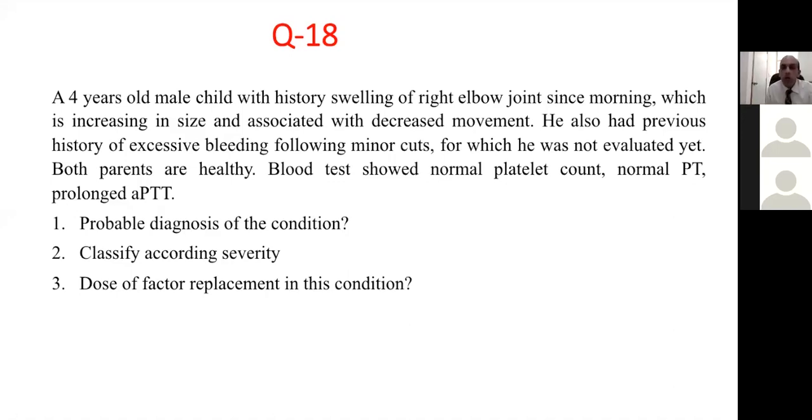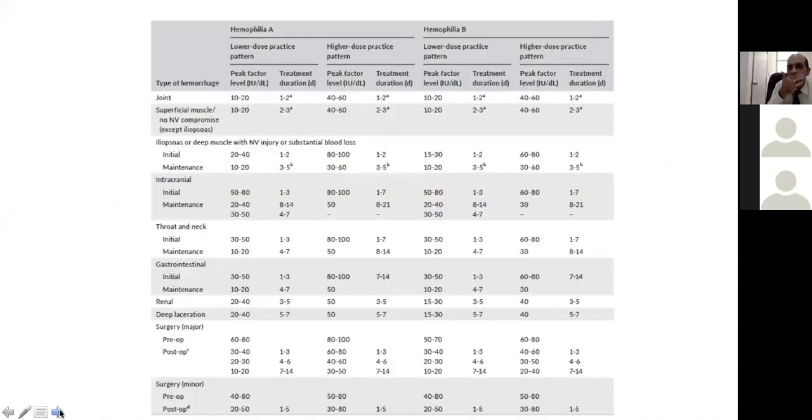So you need to do a factor level, factor assay, that will classify the severity: less than 1%, 1 to 5%, more than 5%, severe, moderate, mild. And the factor replacement, you all know the doses, how to calculate the doses based on the type of bleed. We need to know how much levels are raised by 1 unit per kg of factor. That is 1 in case of hemophilia A and 0.5 in case of hemophilia B. So based on that, you decide your replacement.